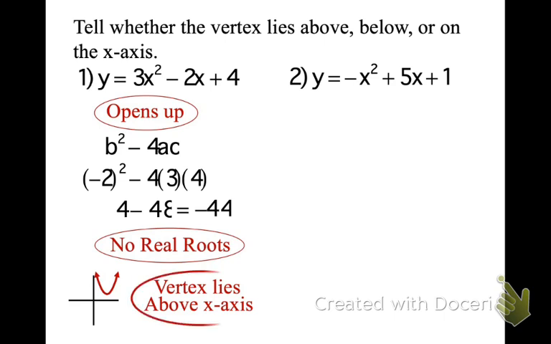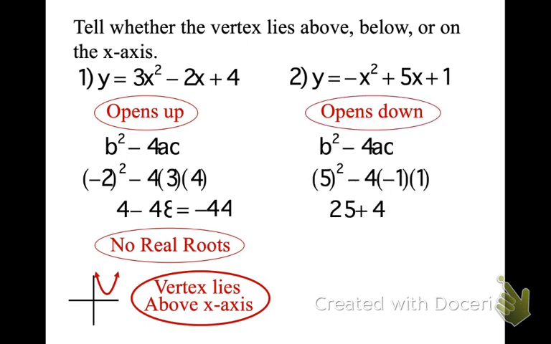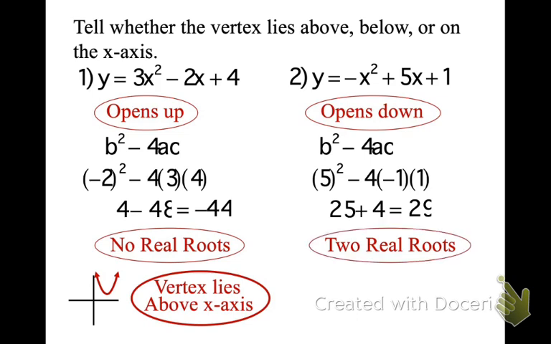Now let's check our work. We know it opens down because it's negative. 5 squared, I end up with a number greater than 0, so that means we have two real roots. So that means I'm going to draw it out. Okay, we know it opens down, but it has to have two real roots. So that means the vertex has to lie above the x-axis also.